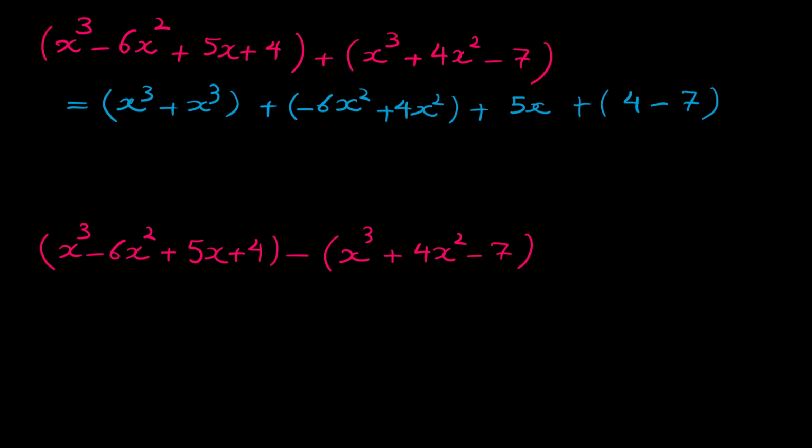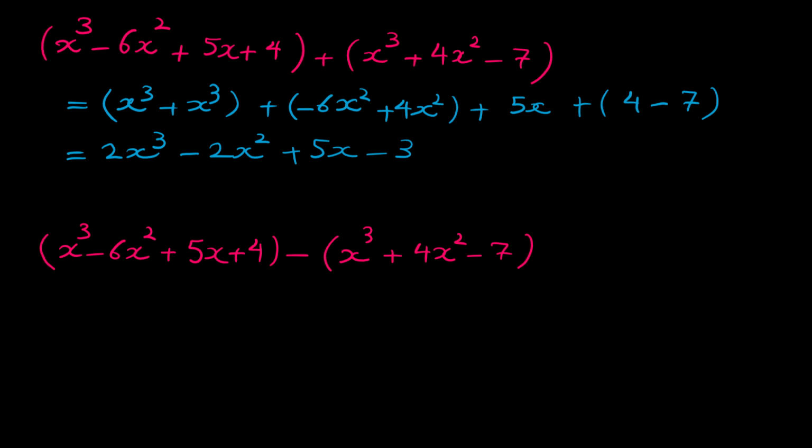Now we add these like terms. 1x to the 3 plus 1x to the 3 is 2x to the 3. Negative 6x to the 2 plus 4x to the 2 is negative 2x to the 2. Negative 6 plus 4 is negative 2. We have 5x, and finally 4 minus 7 is negative 3. This is the answer to this question.